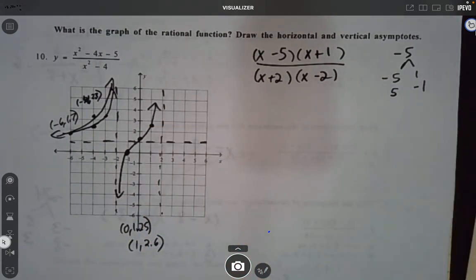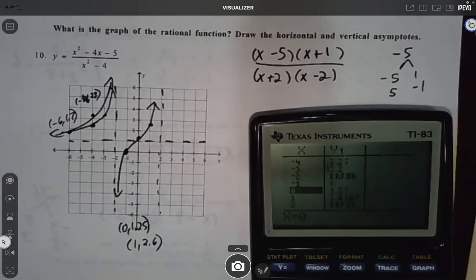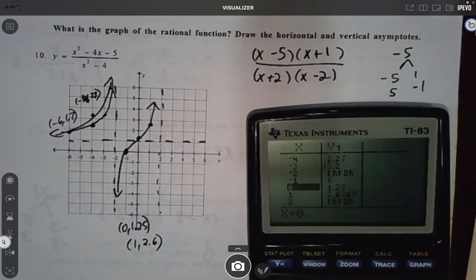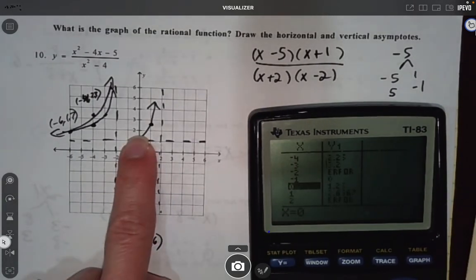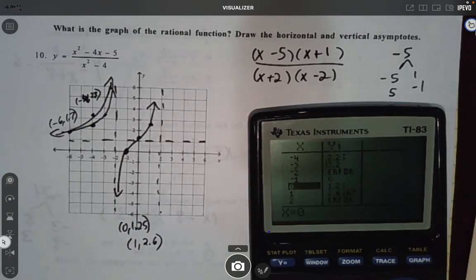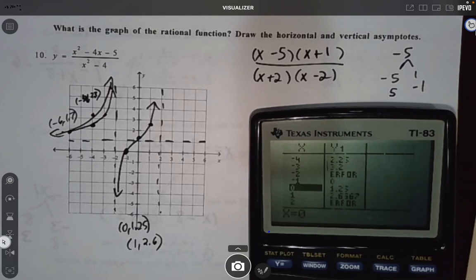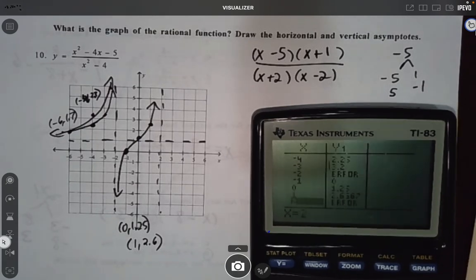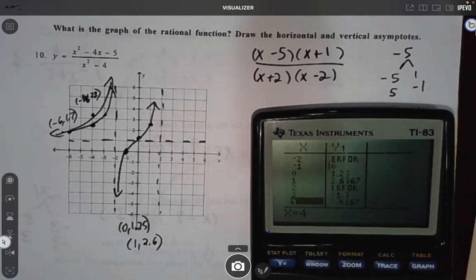Then we have to do the last one. Is everybody ready for the last one? That was a really good question, though, Caleb, on why it can go through. These cannot go through the asymptote, but for some reason this one does. Yeah, this is the last one, but now I've got to scroll down past this error.